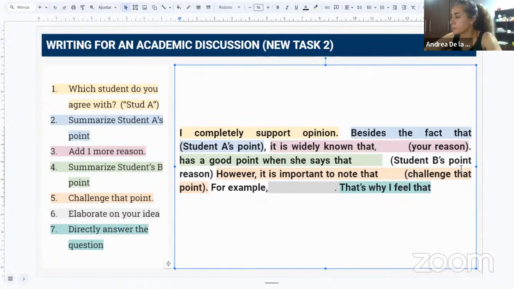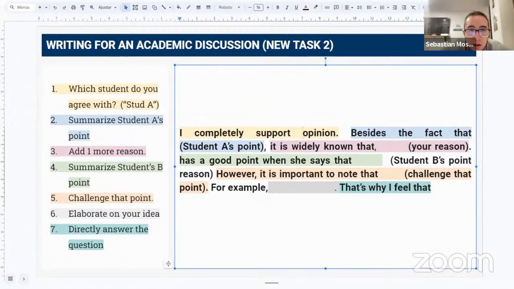Anyone? Come on, guys. Julia, do you have anything in mind? Do we have to tell our opinion, or how? Yes. Just give me some ideas. Tell me if you agree with Alex or with Susan and think of a reason.